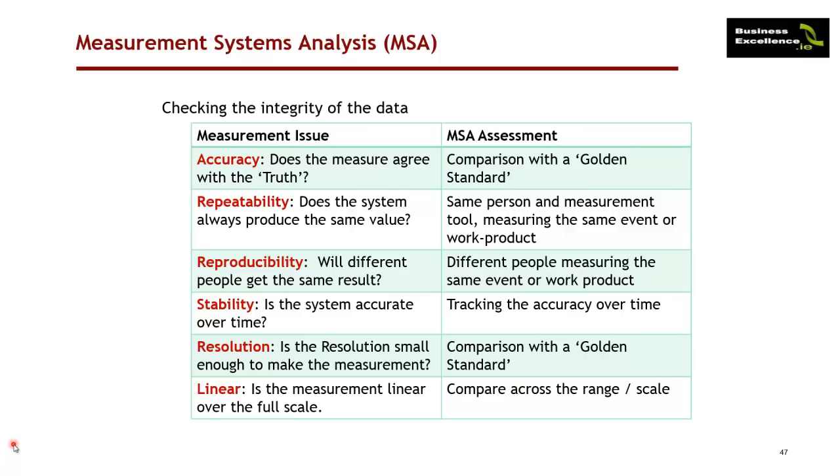Resolution of measurement is extremely important. If we're trying to measure something down to 3 or 4 decimal places, then the system or the process that we're using has to be capable of measuring to that level of resolution. And the last part we need to look at is: is the measurement system linear? So if we measure at the bottom part of the scale, and measure using the mid part of the scale, and measure using the upper part of the scale, does it give us an accurate measurement?